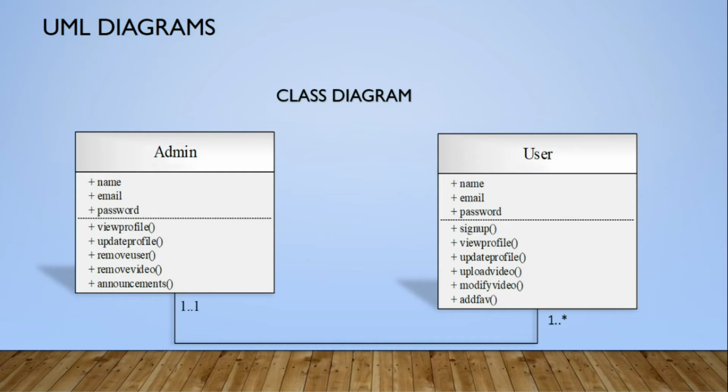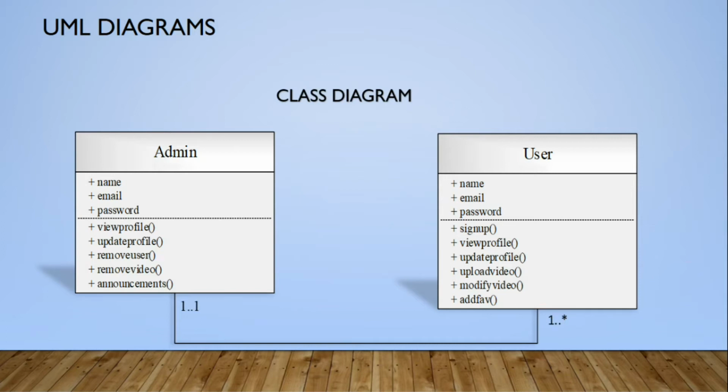Here is the class diagram of our proposed system, which contains two classes, admin and user. Admin has three attributes: name, email and password. Similarly, user also has three attributes: name, email, password. There are some methods of admin like view profile, update profile, remove user, remove video, announcements, and also some methods of the user such as sign up, view profile, update profile, upload video, modify video and add to favorite. The relation between admin and user is one to many. Only one person can act as administrator of our ExiTube, and there are multiple users that can use ExiTube at the same time.